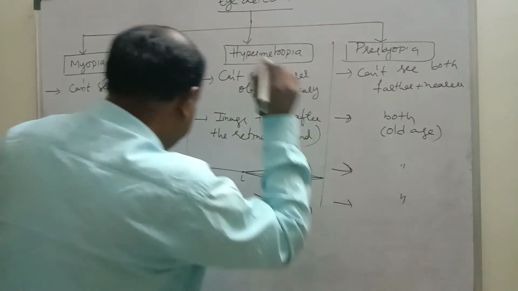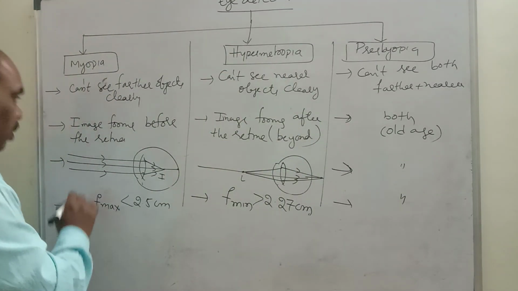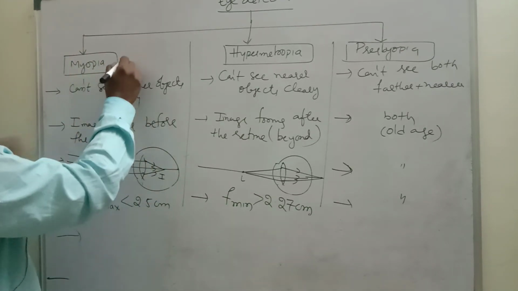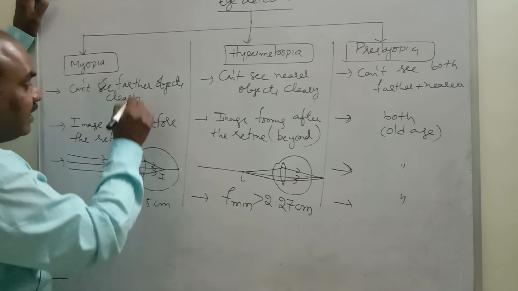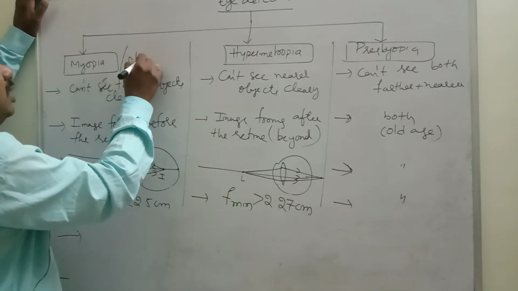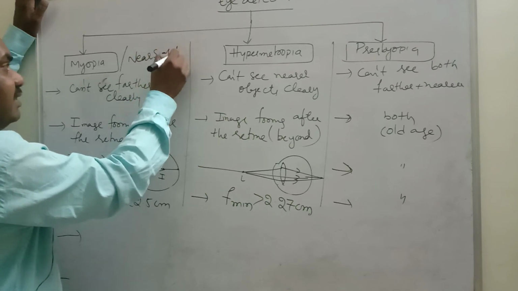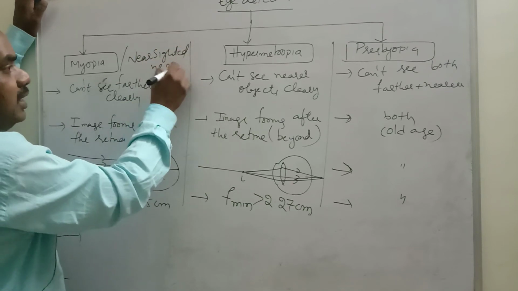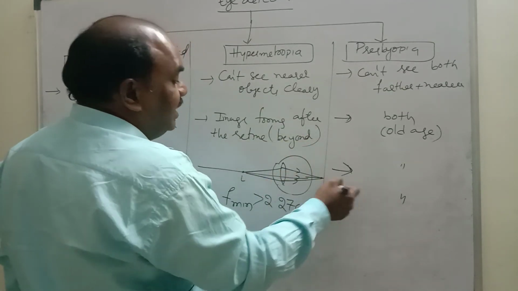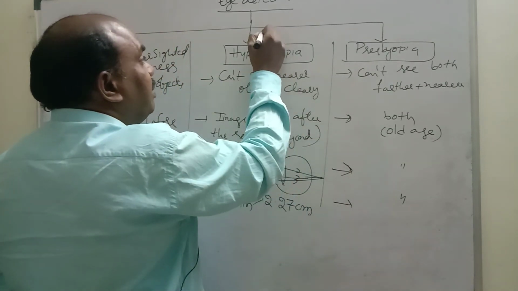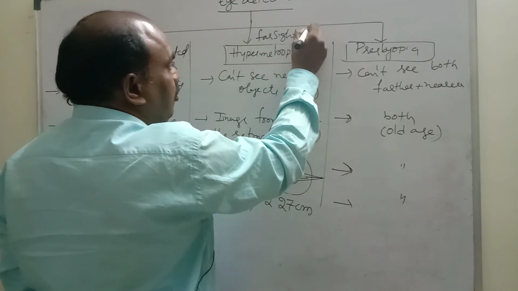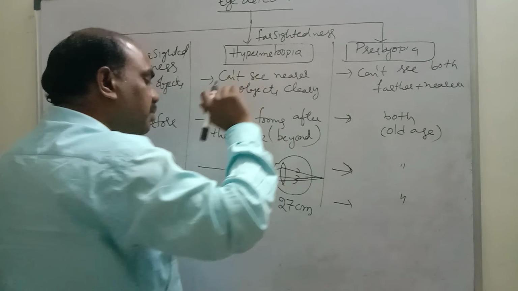Number 3, what is the other name of myopia? In myopia, the image forms before the retina. So myopia is also called nearsightedness. Hypermetropia, the image forms very far, so beyond the retina. So hypermetropia is also called farsightedness, far-sighted. Presbyopia is a combination.